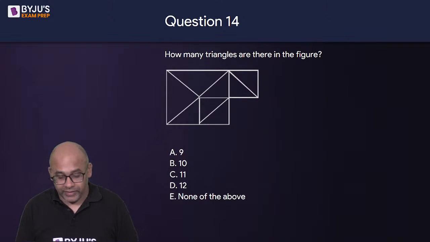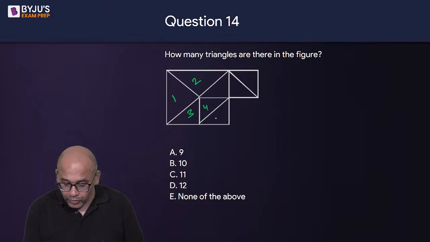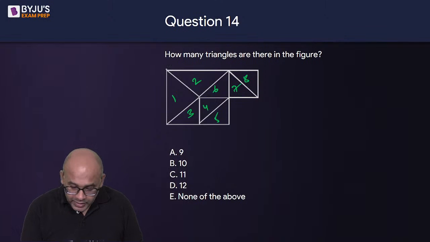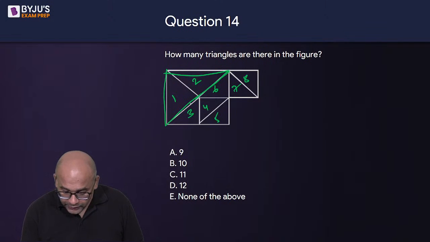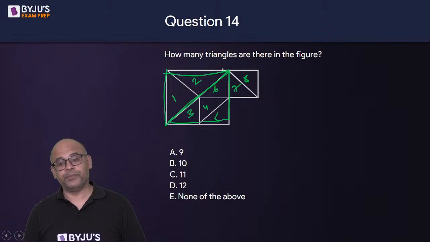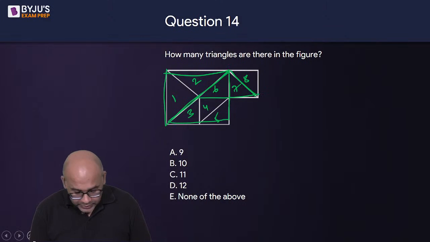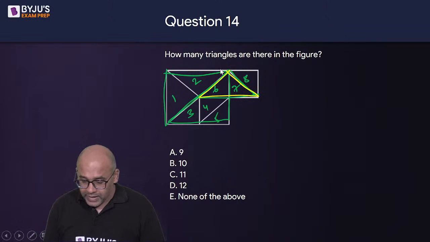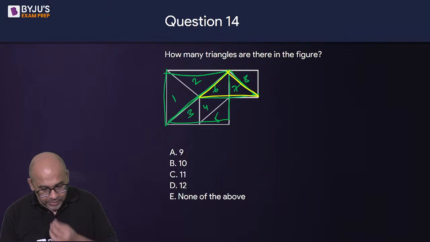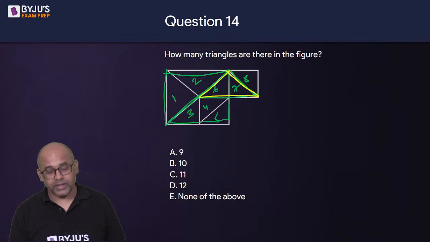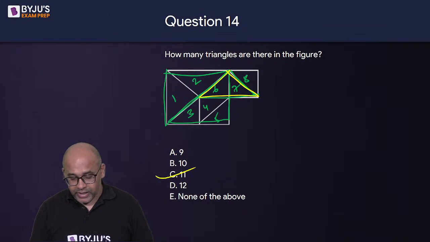Let's count where the 11 are. 1, 2, 3, 4, 5, 6, 7, 8. 8 are straight away available. Now you have this big one, 9. Then you have this big one, 10. Then what else you have? You have this big one, 11. The third one I'm drawing here so you can follow. This is your 11. Is there anything else? Let me see. Did we mention everything? Yes, we have covered almost everything. So 11 is your correct answer, option C.